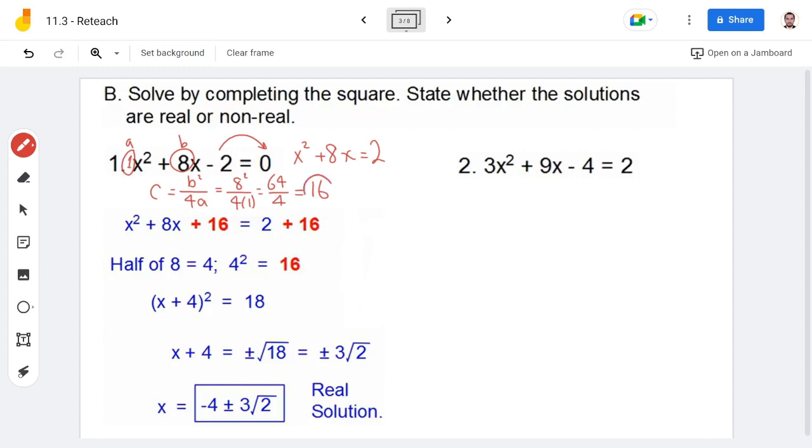Now, what we need to do with this 16 is add 16 here. So here I have to add plus 16 on both sides. This is what you can see here: plus 16 here, plus 16 on both sides. Now, 2 plus 16 is equal to 18. Okay? This one should be 18.